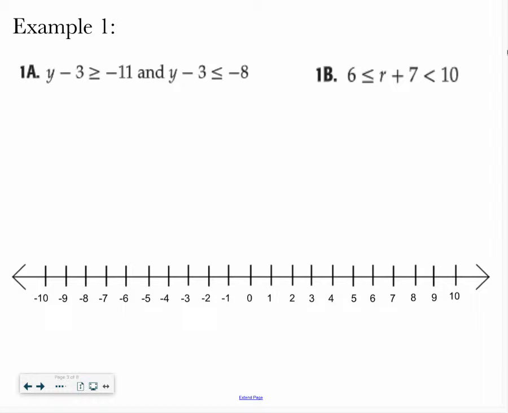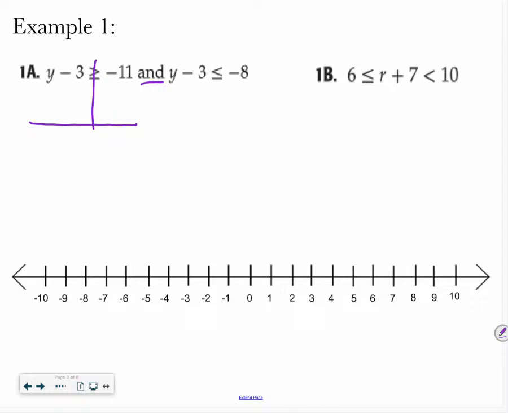We have y minus 3 is greater than or equal to negative 11, and y minus 3 is less than or equal to negative 8. So this is a compound inequality. It's joined together by the word and. So the way that you solve these is you solve both inequalities. So let's start by doing that.